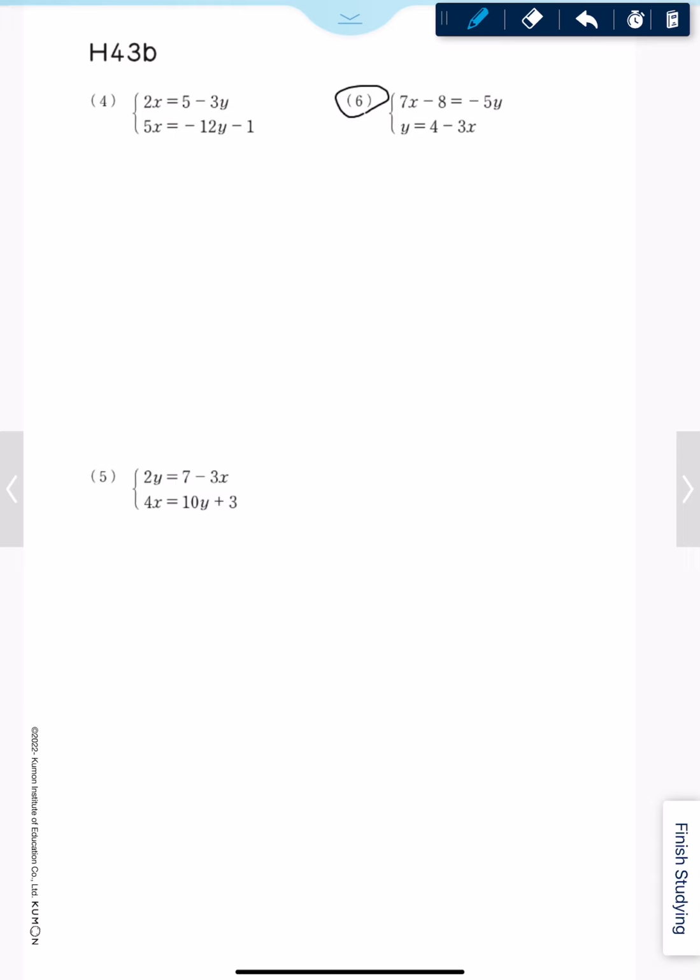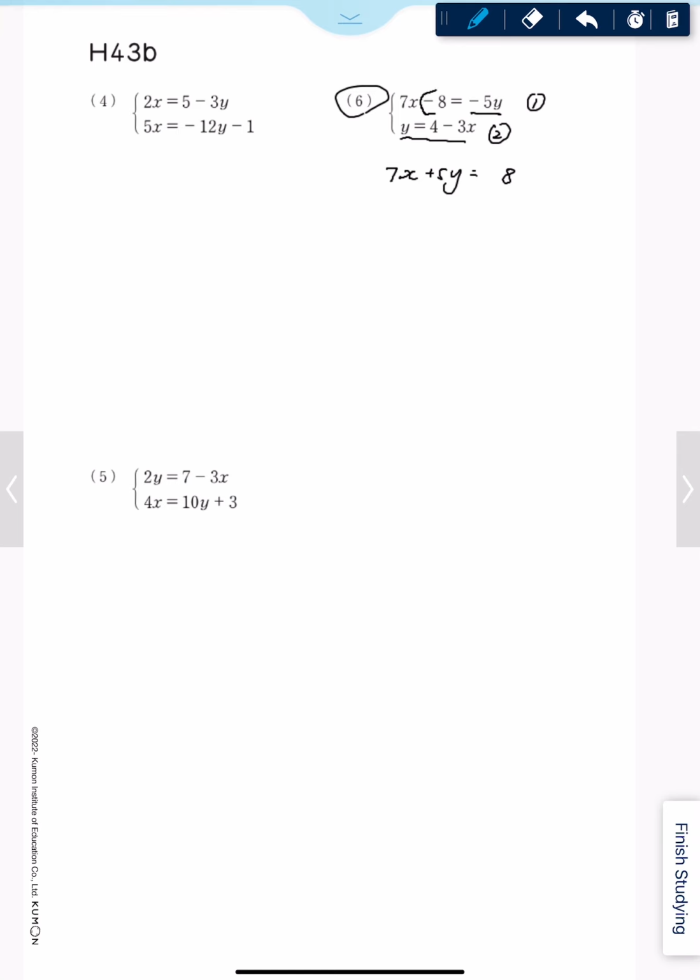So number 6 over here, I have the y on the right side, and then in equation number 2, I have the x on the left side. So let me reorganize this so then it looks better. For equation number 1, what I'm going to do is 7x plus 5y equal to 8. So I actually did 2 operations at the same time.